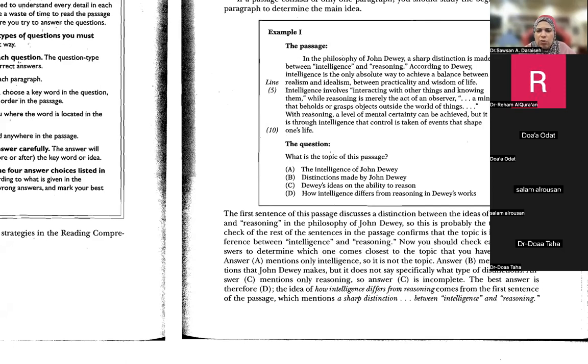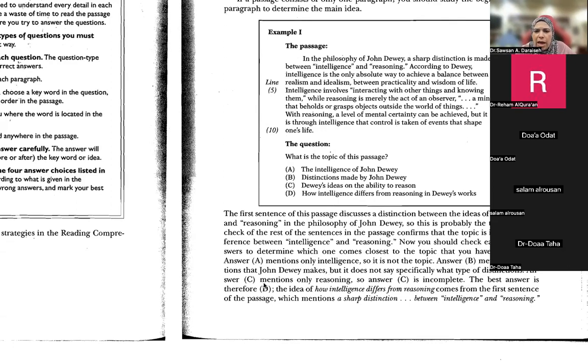Now, you should check each of the answers to determine which one comes closest to it. Yani, you still have to read all the answers, guys, okay? For example, listen, A mentions only intelligence, so it's not the topic, right? B mentions distinctions that John Dewey makes, but it does not say specifically what type. See, this is the problem. Distinctions in general, any kind? No, you have to mention the kind also.